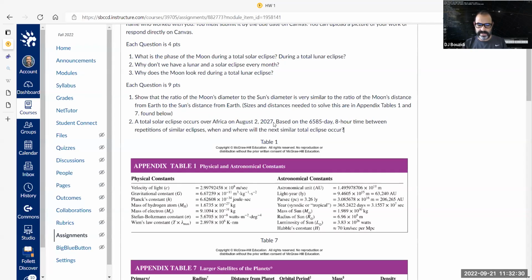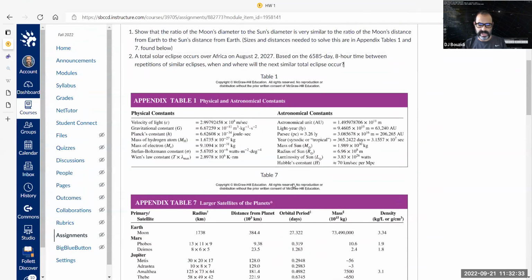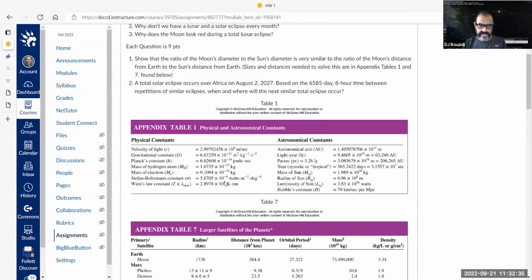So the point in here, what is given for you, what you need in here? You need the sun's diameter. Okay, so I need to find where the sun's diameter is. And if I look carefully in here, it should give me velocity of light, gravitational constant, Planck's constant, mass of hydrogen, mass of electron, Stefan-Boltzmann constant, Wien's law constant. And then we have the astronomical unit. The astronomical unit, actually, we need it because it's the distance to the sun. The moon's diameter to the sun's diameter is very similar to the moon's distance to the Earth over the Earth's distance to the sun. So we need the Earth distance to the sun. So this is a number we will need. Okay.